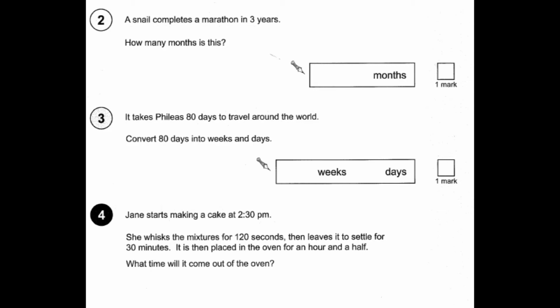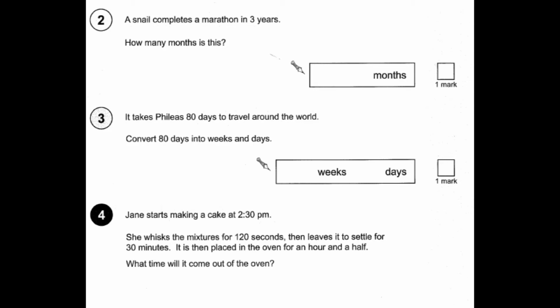For number 3, it mentions changing 80 days into weeks and days. So think about how many days we have in our whole week, and then how many times that number goes into 80 and what's left over. And then with our snail as number 2, you need to just work out how many months are in 1 year and then how many would be in 3 years.